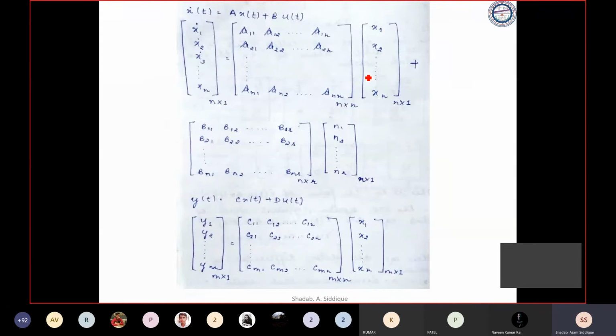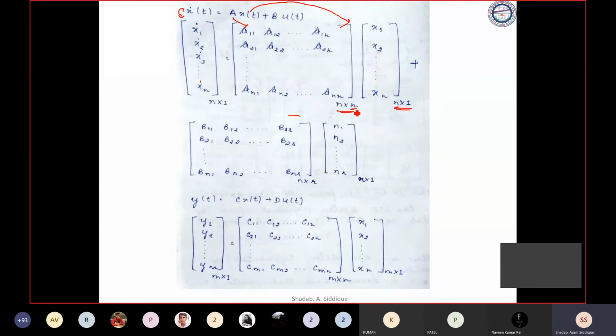So this was also a representation in matrix form: how we can represent it and what the dimensions should be. Basically x dot is x1 dot, x2 dot, x3 dot up to xn dot, which is represented as an n cross 1 matrix. A can be represented like this and x can be represented like this, x1 to xn. A has dimension n cross n, and x has dimension n cross 1. If you multiply these two, we'll get an n cross 1 matrix.